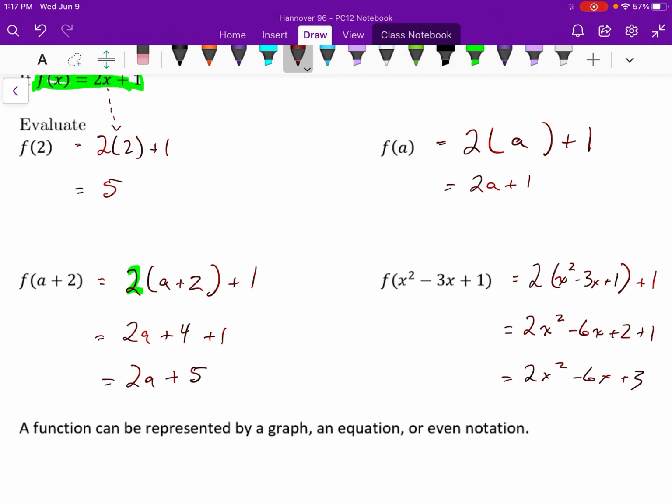So a function can be represented in a graph, which you're likely used to, an equation, or even notation.